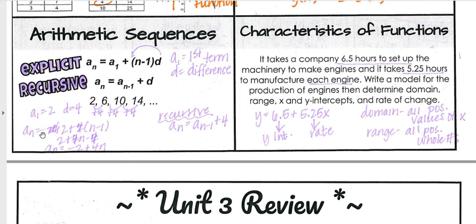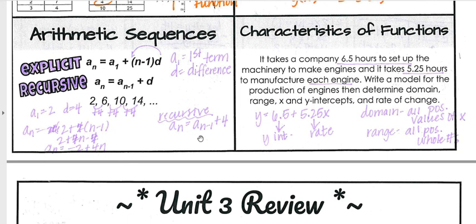So a sub n is going to equal a sub 1, there's my a sub 1, that's 2, plus my common difference, which is 4, times n minus 1. And then we just distribute the 4 through. So 4n minus 4. And a sub n equals negative 2 plus 4n. That's simplified. That's my explicit rule. And you can see that looks just like a linear equation would: y equals negative 2 plus 4x. It's the same type of thing.